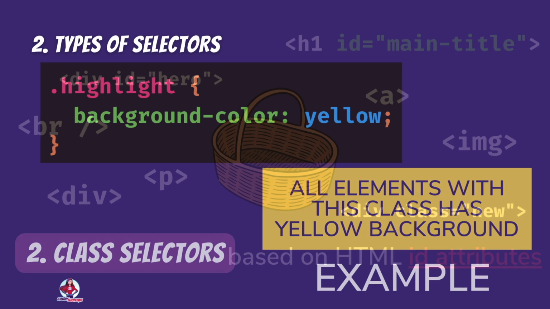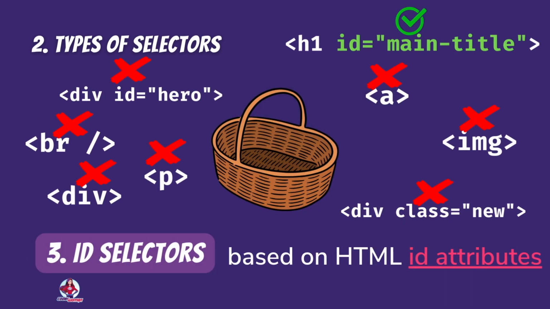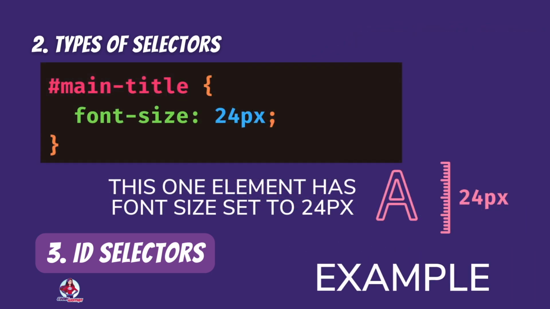The next one, ID selectors, target elements with a unique ID attribute. It's like finding a one-of-a-kind item. To use ID selectors, add a hash before the ID name. Here, we select the element with the main-title ID and change its font size to 24 pixels.